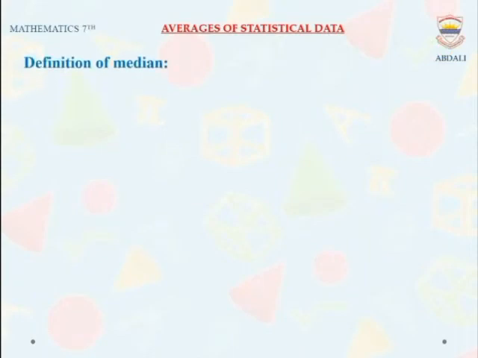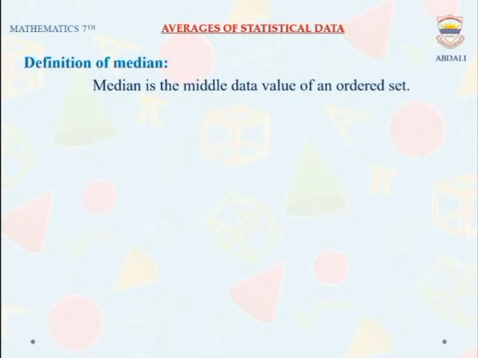So class, firstly we are going to see the definition of median. So let's read it first. Median is the middle data value of an ordered set. For any data set, we firstly have to make it in ordered form, like we have to arrange it in ascending or descending order, and then we will find our middle value and it will be the answer of median.